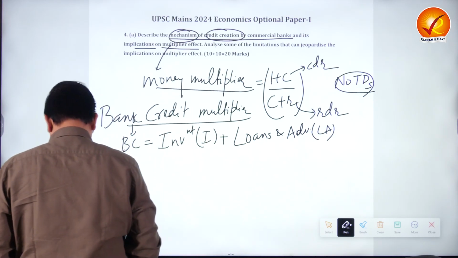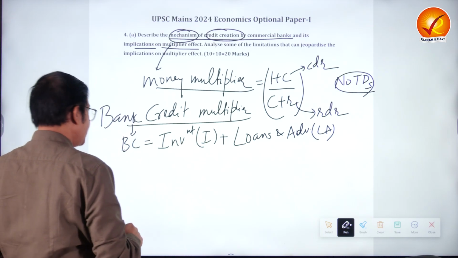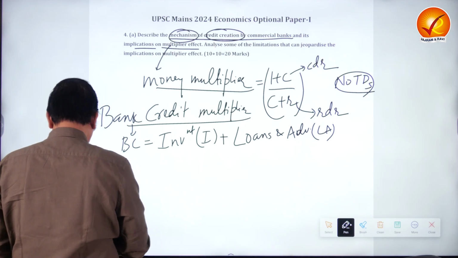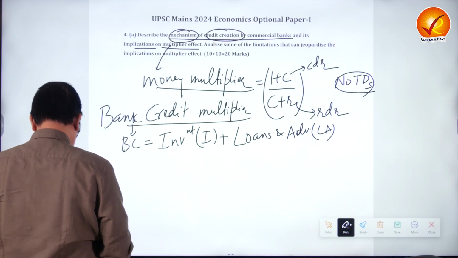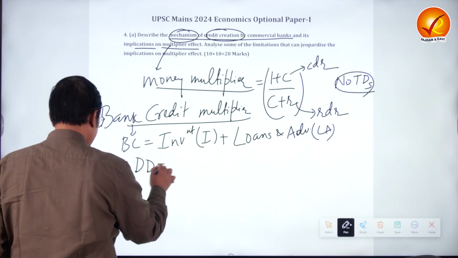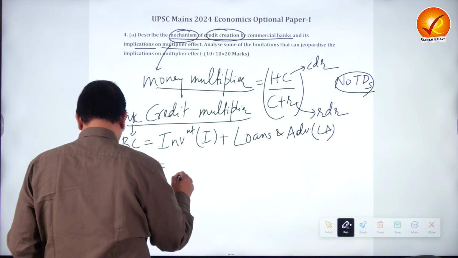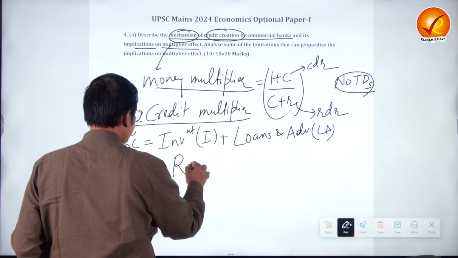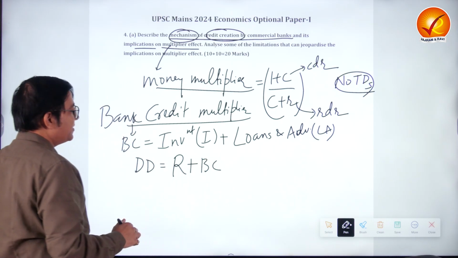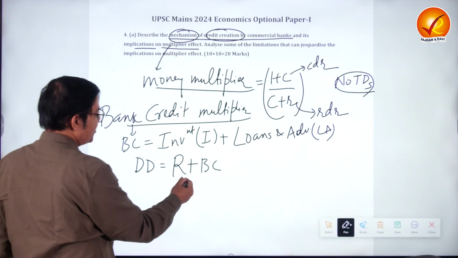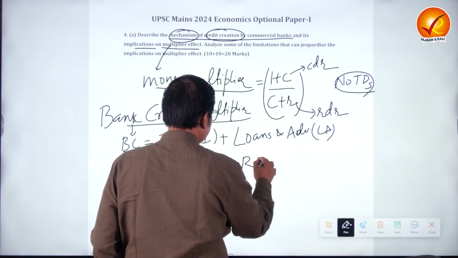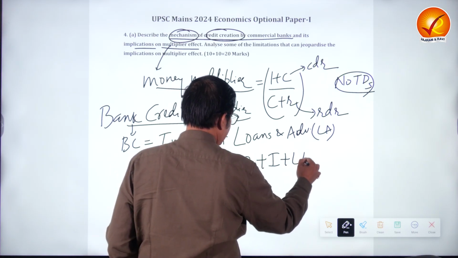Call it LA. So BC, or bank credit, is equal to I plus LA. And how do we derive the multiplier typically? In case of the multiplier, we talk about the fact that the overall deposits DD must be equal to R, the reserves, plus the bank credit, as in the banks will be using their deposits either to keep reserves or to give the bank credit, which can be given as R plus I plus LA.